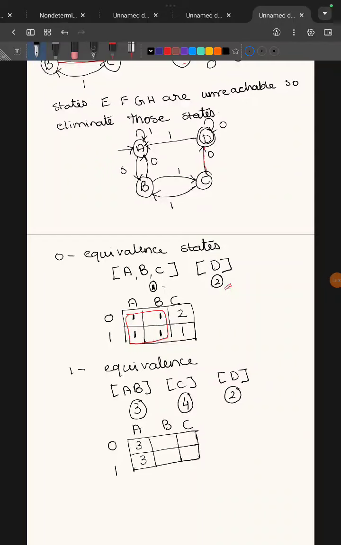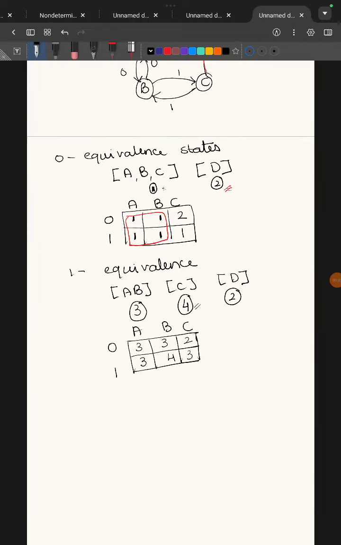B on 0, it is going to A. So it belongs to the group 3. B on 1, it is going to C. Okay, C belongs to which group? 4. So we will write 4 over here. Okay, C on 0 is going to D, which is group number 2. C on 1 is going to B, which is group number 3. Okay, if you see none of the two states are having same group. Okay, everybody is different only.